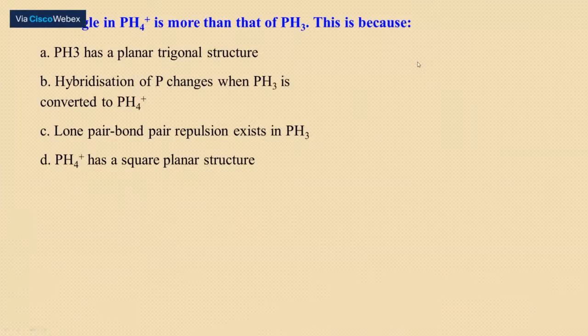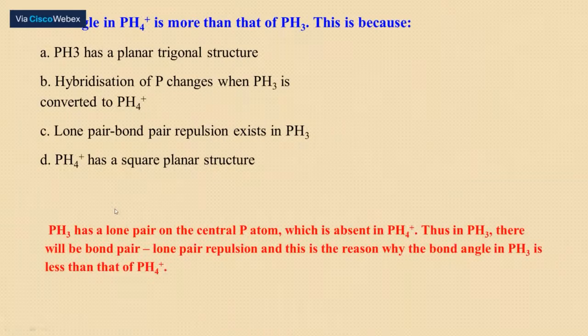Bond angle in PH4+ is more than that of PH3. So what is the reason for this? There are four options given. PH3 has a planar trigonal structure. Hybridization of the P changes when PH3 is converted into PH4+. Lone pair bond pair repulsion exists in PH3, and the last option is PH4+ has a square planar structure. So let us see which is the correct answer.